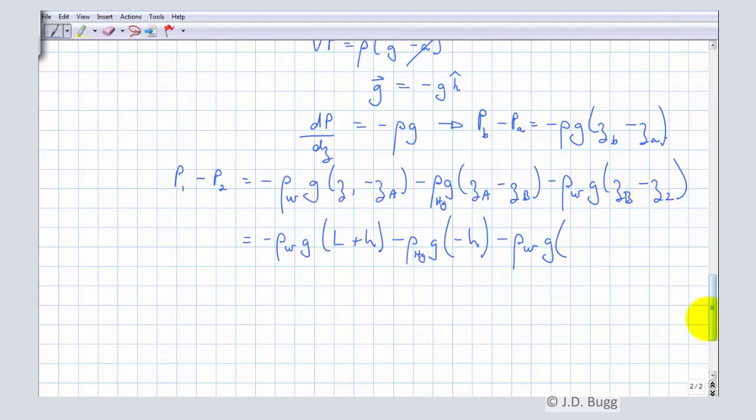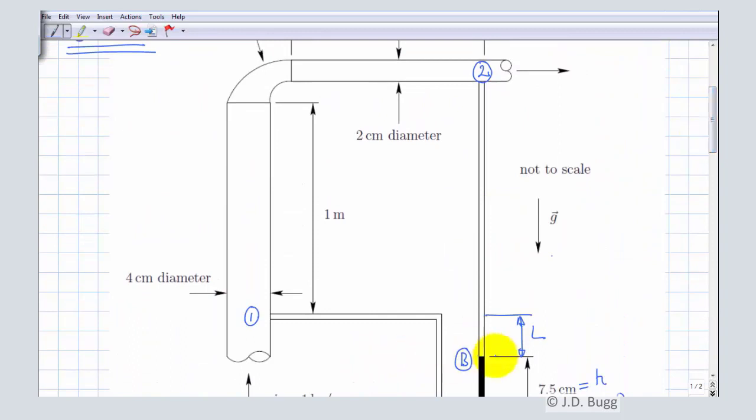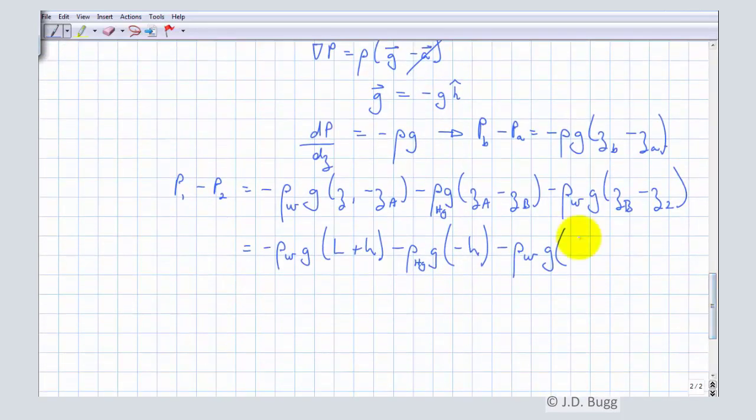ZB minus Z2. Go back up to our diagram. So that is this Z minus this Z. So that's going to be negative L minus (Z2 minus Z1). Go back here. So negative L minus (Z2 minus Z1). So this is our pressure difference, P1 minus P2, written in terms of density, G and the dimensions labeled on the manometer. Now we can clean this up quite a bit.